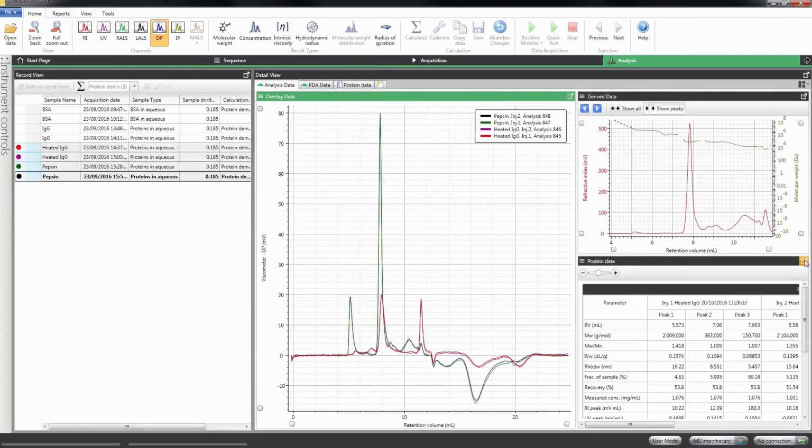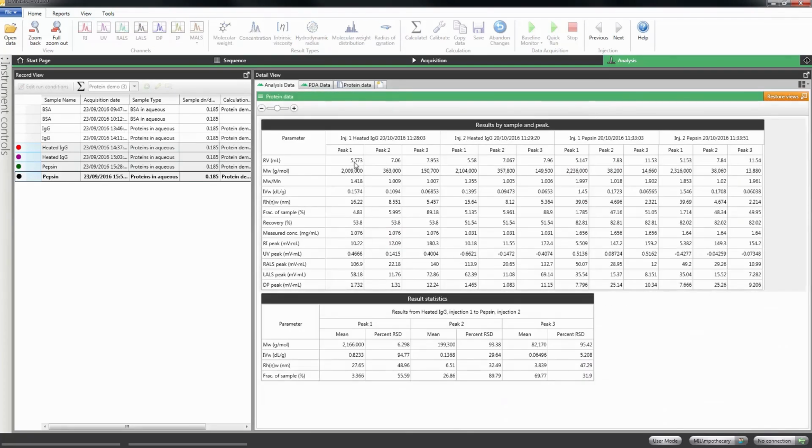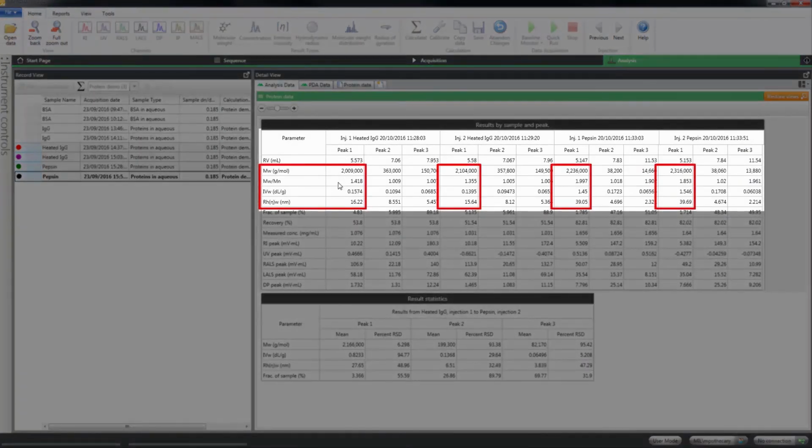Now if we look at the numerical data, and we're only interested in peak 1s here, so peak 1 for the heated IgG has a viscosity of about 0.15 and a size of 16 nanometers for about a 2 megadalton aggregate. Likewise, 2 megadaltons for the second one, and 16 nanometers, 0.15. So really nice repeats there. Now the pepsin aggregates are about 2.2 megadaltons as well. So they're similar molecular weight, but their intrinsic viscosity is 1.4, 1.5. So it's 10 times higher than that of the IgG.